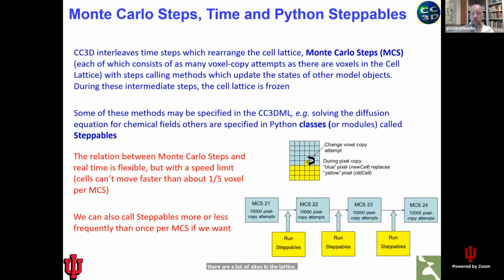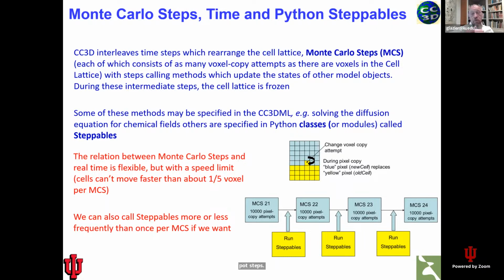There's actually a command which we don't really use very much, called flip to dim ratio, that allows you to say, instead of going through all the lattice sites, I want to go through half of them or a quarter of them or an eighth of them. That allows you to define the step relation a little bit more delicately between the Potts steps and the Steppables.